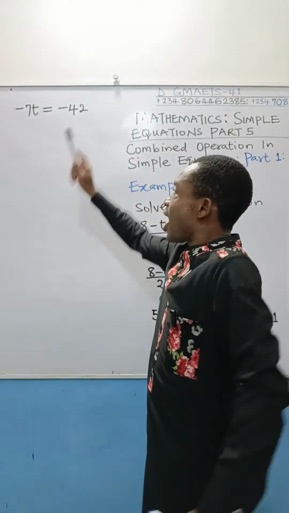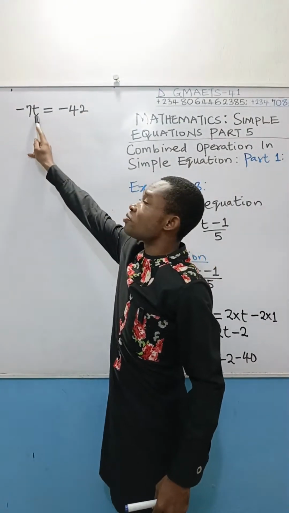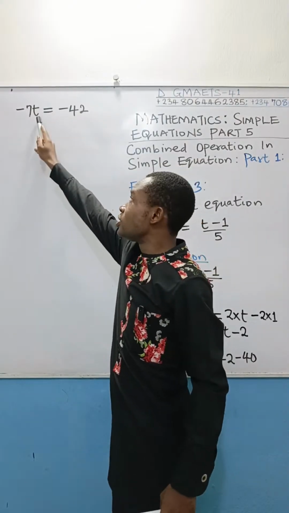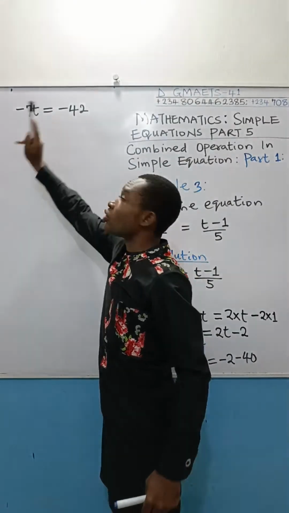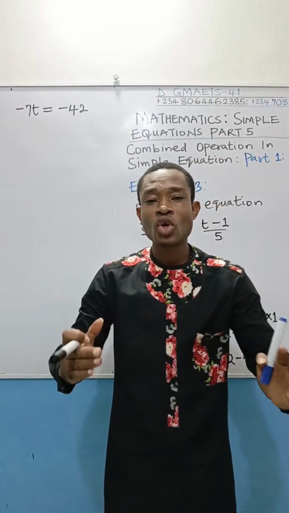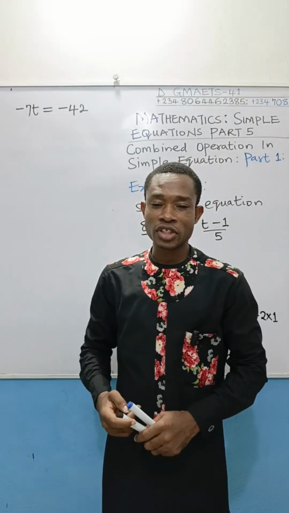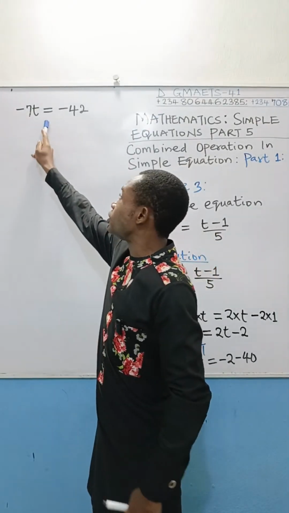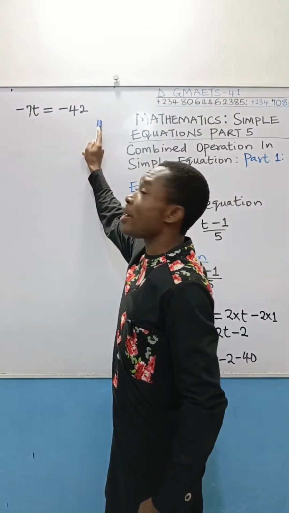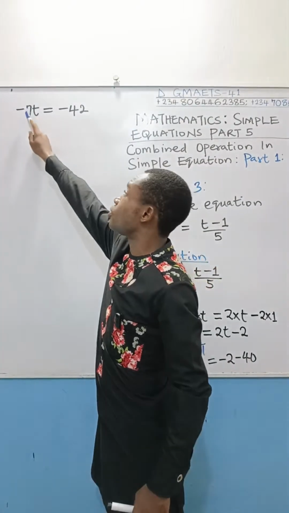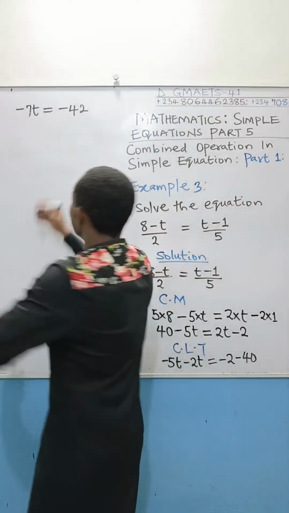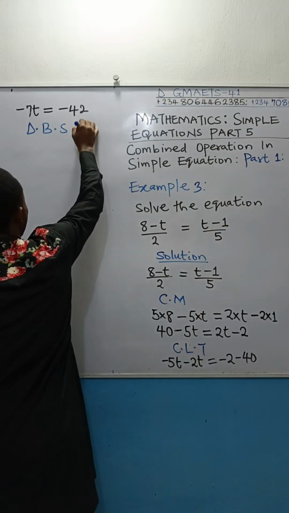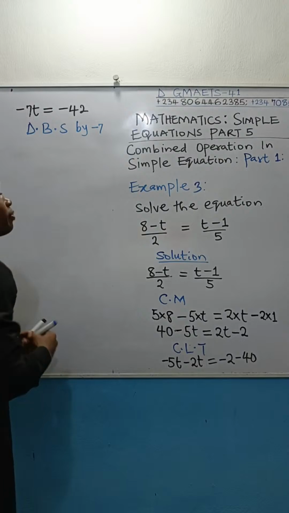Let us conclude. At this point, you notice that minus 7 is multiplying the unknown t, and it is equal to minus 42. The unknown is t. And minus 7 is multiplying it. So here we have coefficient of an unknown. The coefficient is minus 7. So to get my t, to make t stand alone, I will divide it by minus 7. Because minus 7 is the coefficient of the unknown. So this brings in another principle of simple equation: divide both sides by minus 7.